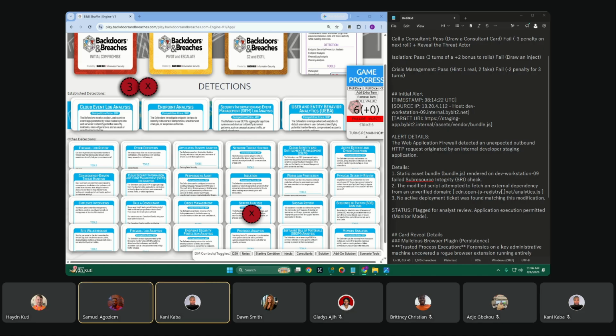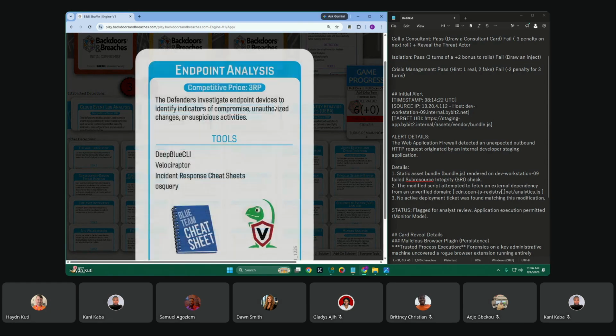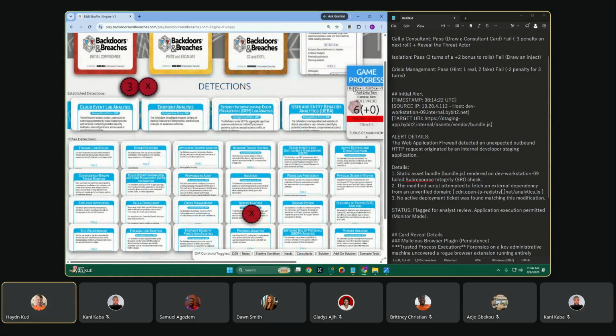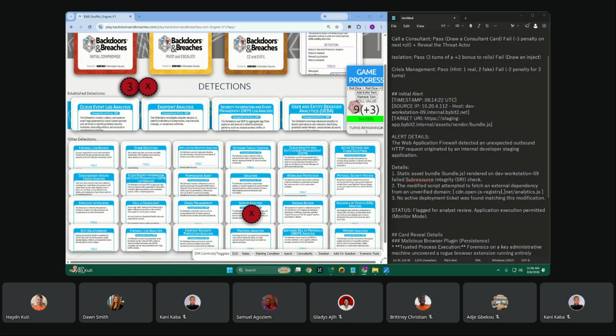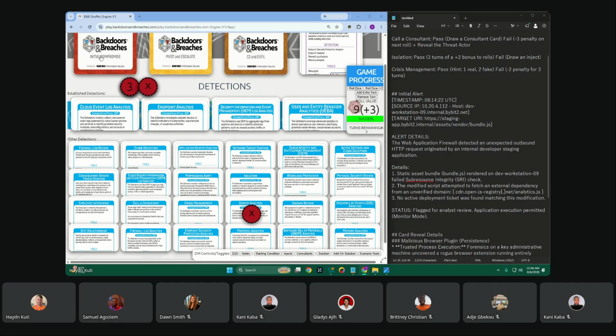Have you tried that first? Endpoint analysis. I believe so. All right. Here we go. All right. Success. Yay! Finally. All right. So we will get this card.